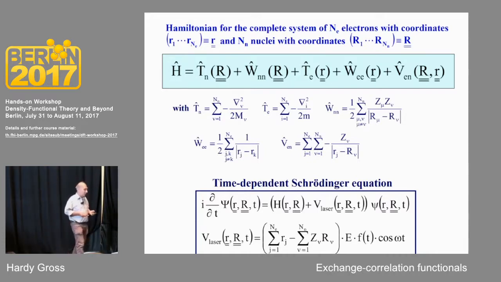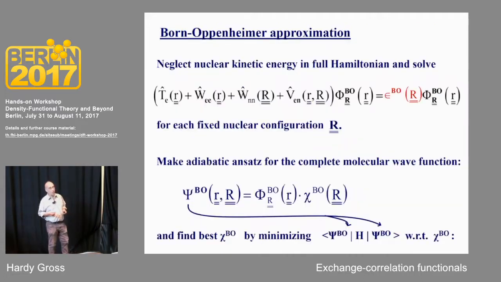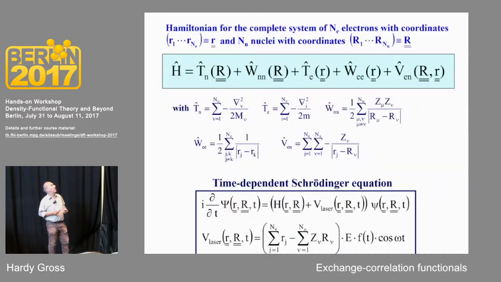So that's extremely hard. And the first approximation that one usually does is the Born-Oppenheimer approximation. And this is obtained by neglecting in this Hamiltonian the nuclear kinetic energy. So why would one do this? Why is this a good approximation? Well, one way of saying it is the nuclear masses are so large compared to the electronic mass that nuclei usually move more slowly, and hence the electrons kind of instantaneously adjust to the momentary position of the nuclei.